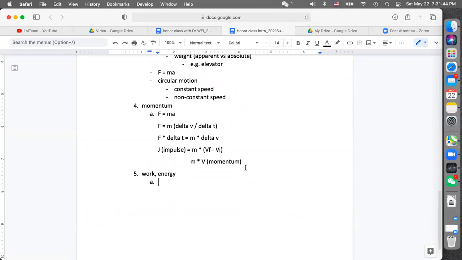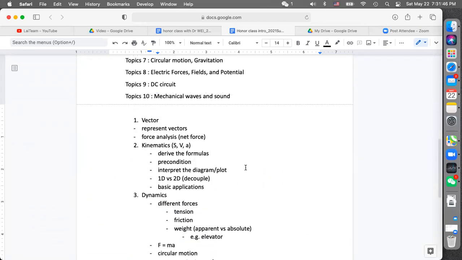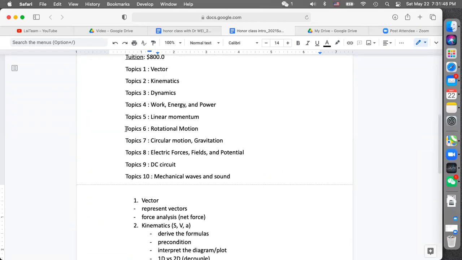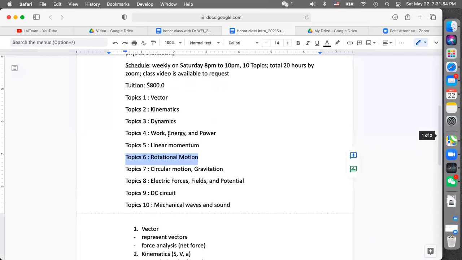Work energy, folks, right? So next one is rotation motion. Let me just talk at a high level. From topic 1 to topic 5, we pretty much talk about translational motion. If you're not familiar with that, don't worry, we're going to get there.